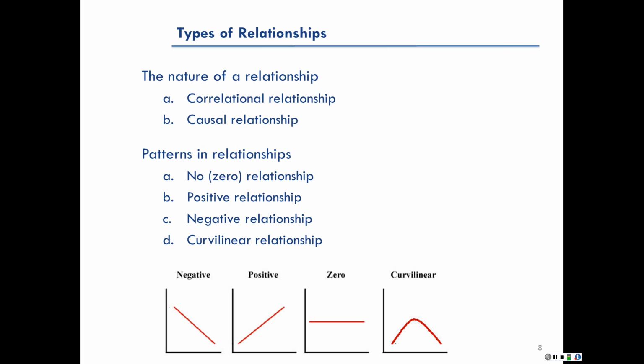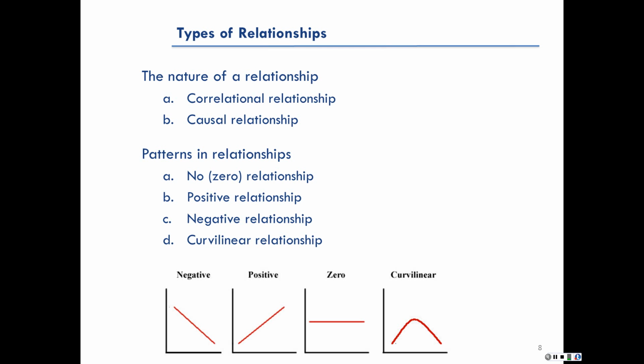The second type of relationship is a causal relationship. These are 2 variables that are correlated, but in addition, one variable causes the other. And so it meets the 3 previous criteria for causal relationships that I outlined in a prior slide.